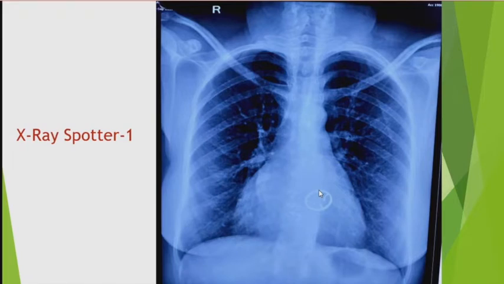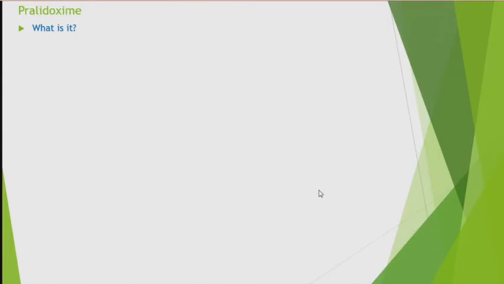Okay, thank you. We go to the drugs now. Yes, sir. Pralidoxime, sir. What is it? Sir, basically it's a chloride salt. It's an oxime, so it binds to organophosphorus. It's used in treatment of organophosphorus poisoning. It's a cholinesterase reactivator. Yes, sir.